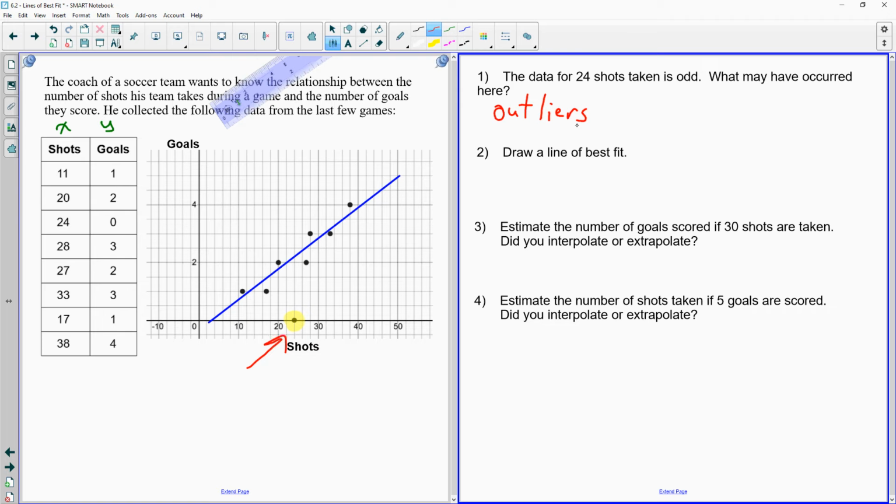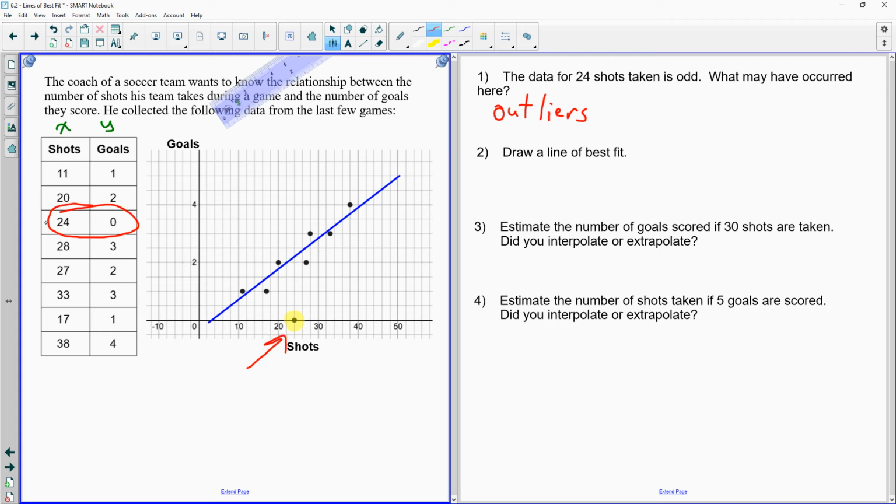Now, in a case like this, where we have a soccer game, what's happening here? So I took 24 shots and scored 0 goals. So why might that be? What happened in this case? Well, probably what happened is we just ran up against a hot goaltender, making some incredible saves, and we just couldn't beat the goalie all game. Is that what we would expect to happen? No. I would probably expect to score a couple goals if I took 24 shots, but in this case, the goalie was just better than we were, and they shut us out.